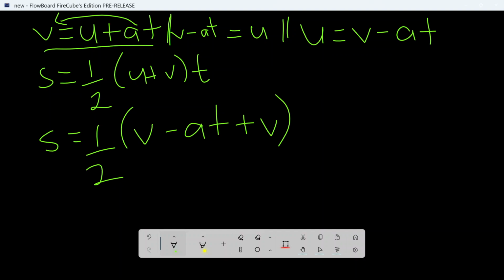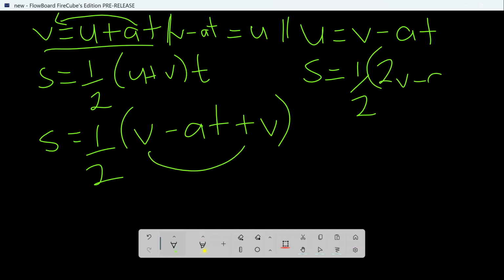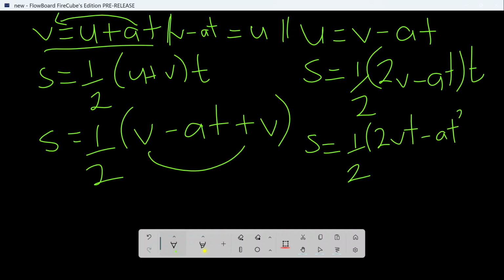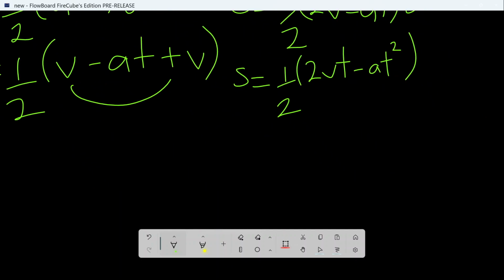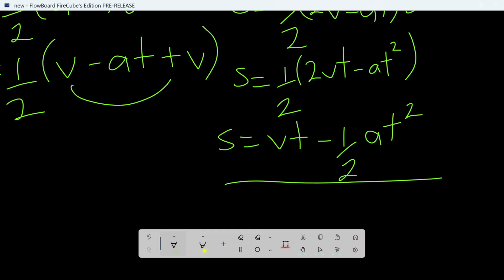Let's collect like terms. We'll have s equals a half, v plus v is 2v, minus at, bracket t brackets time. So if we continue with this, we'll expand the bracket with a t first. So we'll have a half, 2vt minus at squared. And then if we continue with that, we'll have s being equal to vt minus a half at squared. And that will be the second equation that we can form with that.